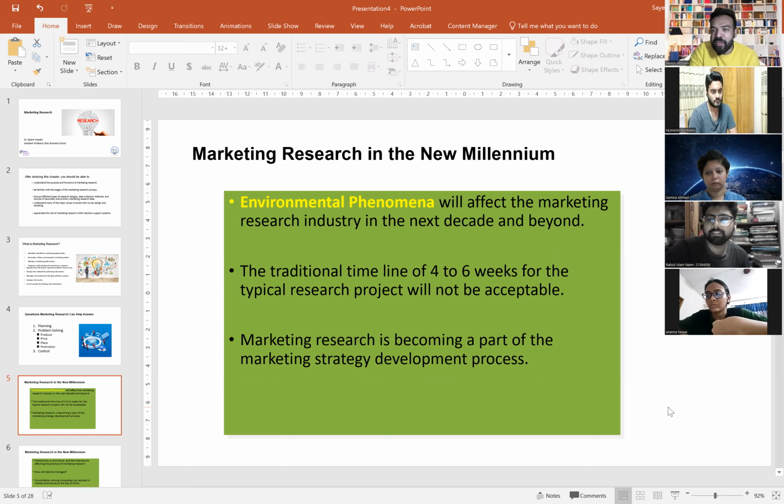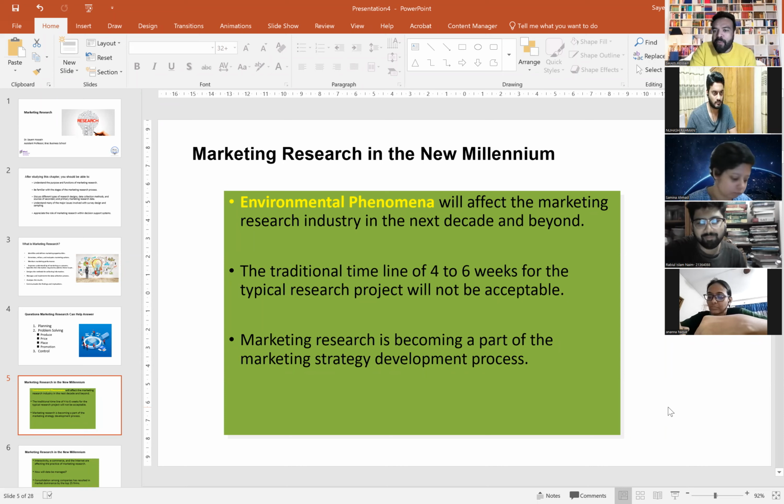Wearing a mask became a new trend, right? And there's a new product that came into our fashion, which is wearing a mask. Who would have ever known that wearing a mask would become a new product? And nowadays, a mask is like a regular product. There are different brands coming up with their masks, different styles, different patterns, and that became a new product. So what I'm saying is that the environmental phenomena will affect marketing research in the next decade and beyond.